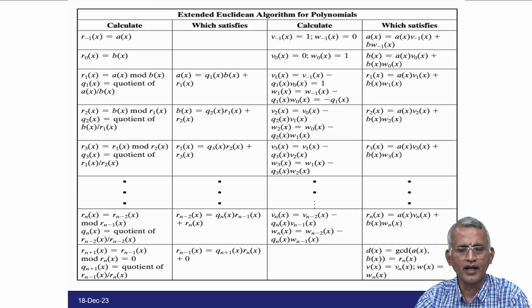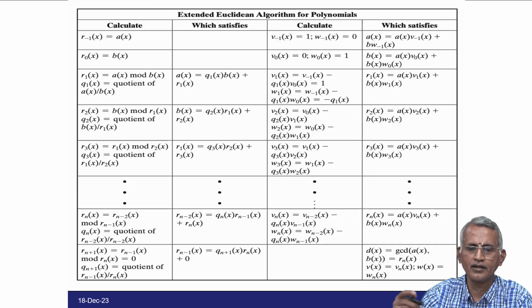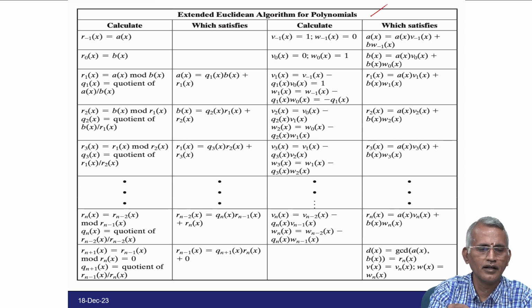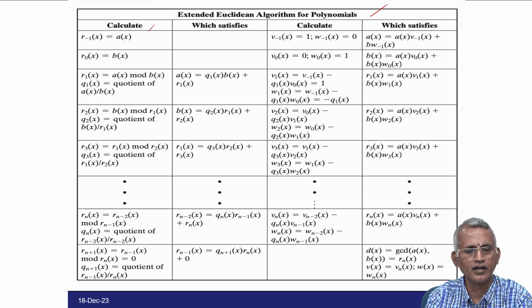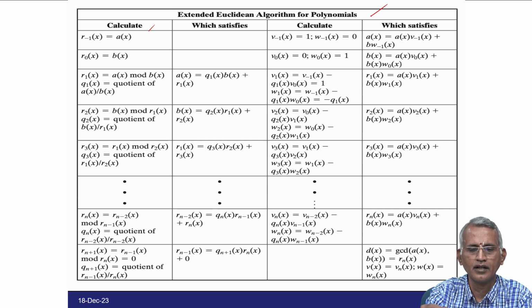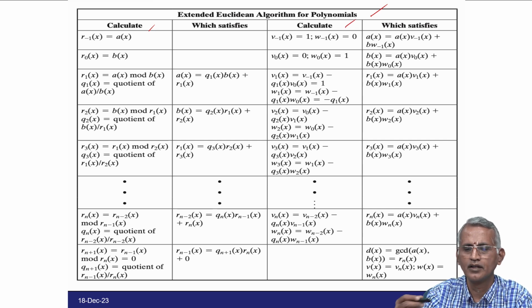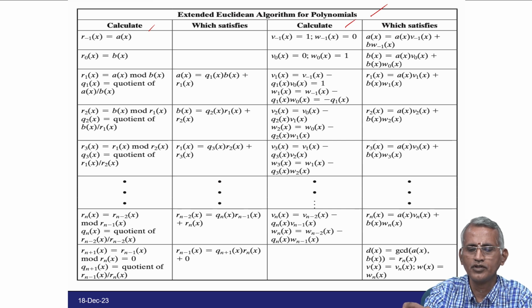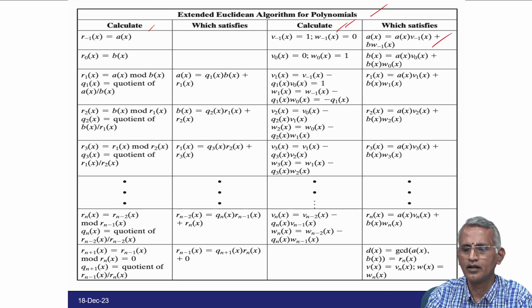Now, we can apply the extended Euclidean algorithm for polynomials and calculate r suffix minus 1 of x, that is, which satisfies: calculate v suffix minus 1 of x equal to 1, w suffix minus 1 of x equal to 0, which satisfies a of x equal to a of x into v suffix minus 1 plus b into w suffix minus 1.